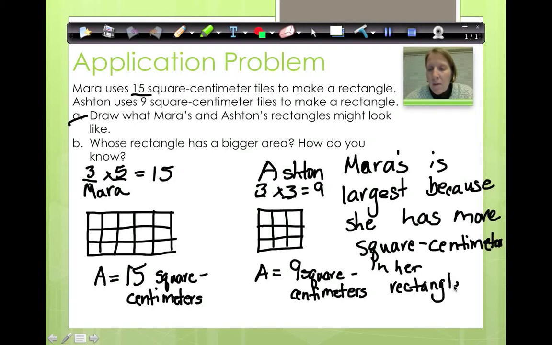Now, did I answer the question? And did I say how I know? I told the answer was that Mara's is the largest, and the how do I know comes after my because. That's like the why. Why does she have more? She has more square centimeters in a rectangle. That's my answer for the why, isn't it? Okay, moving on. Draw a line on your paper.